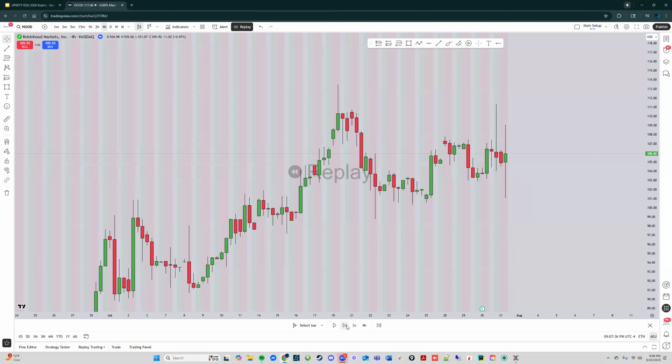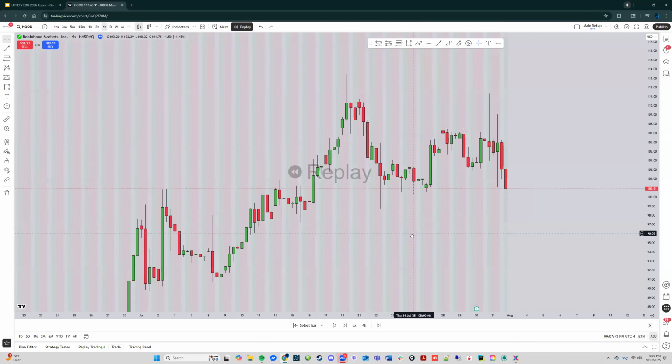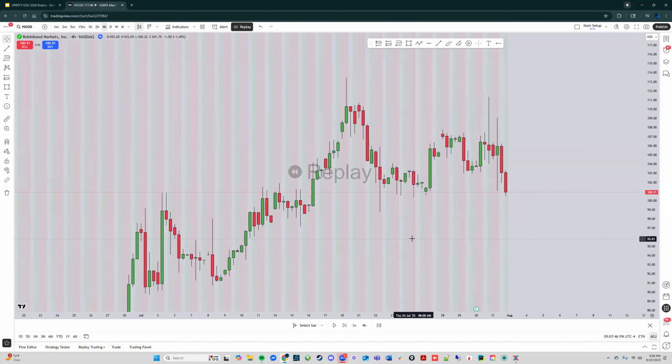Okay, keep going. What do you think the next candle is going to do? Red. We're gonna flush it. Okay, so you guys think we're gonna flush it. Let's see. What do you think the next candle is going to do? We're gonna bounce. Besides you, what do you guys think the next candle is going to do? Green.